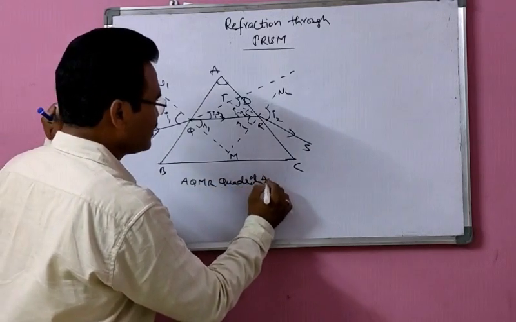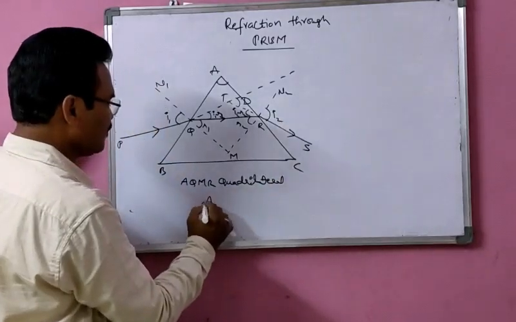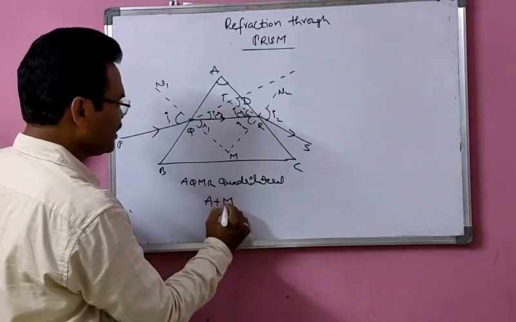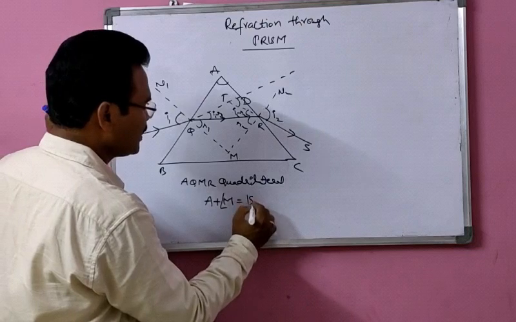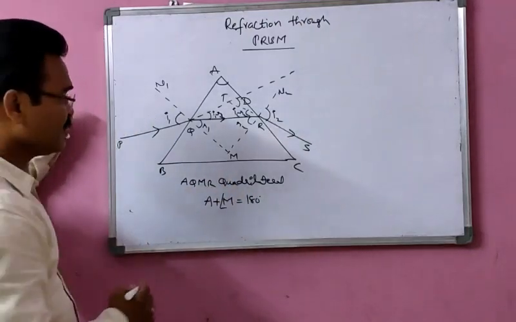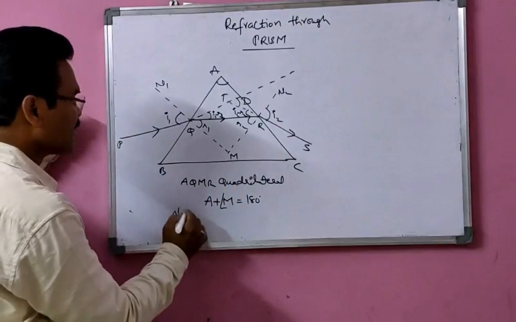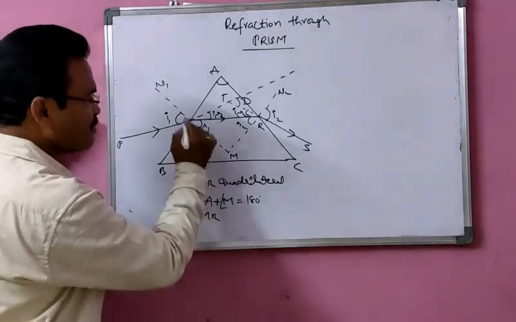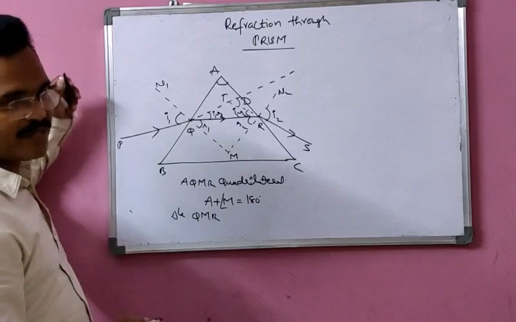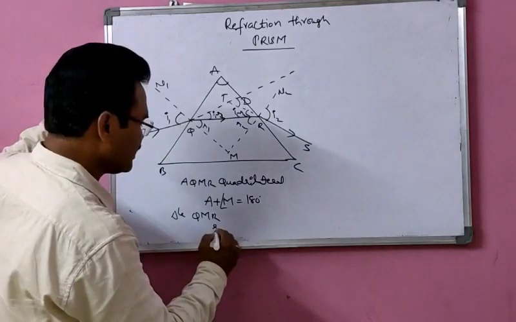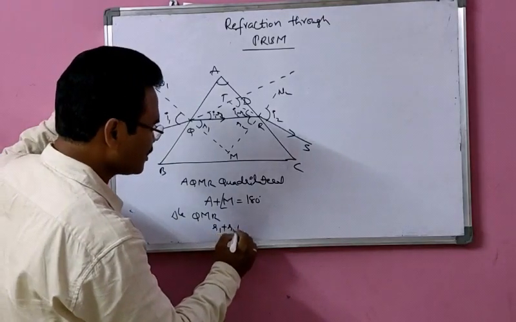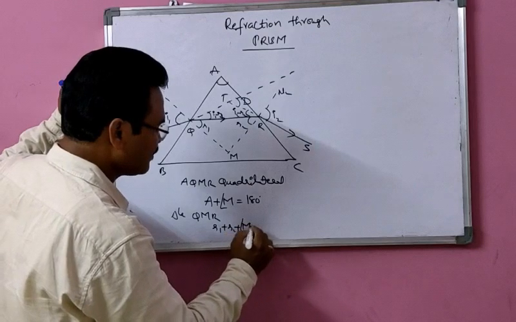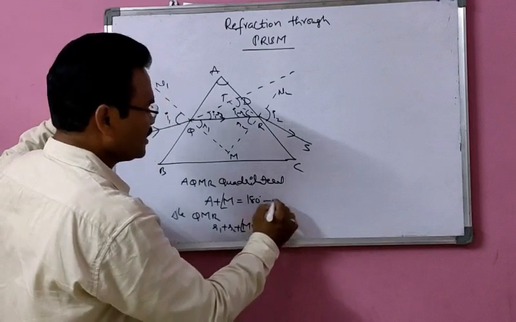AQMR quadrilateral: angle A plus angle M equals 180 degrees. Similarly, you can take triangle QMR. In QMR, the sum of the angles becomes 180. So I can write R1 plus R2 plus angle M equal to 180.